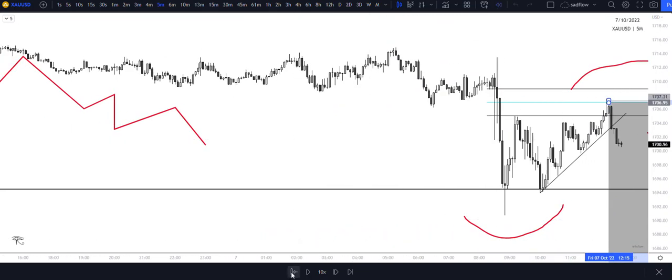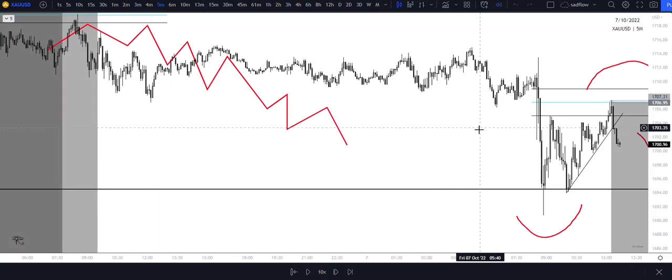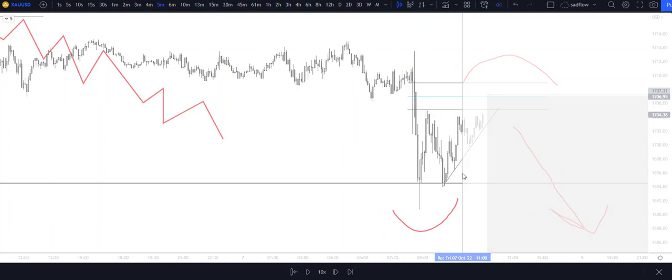Actually, we'll bring it back a little bit more, and we'll talk about what I was looking for as we came into these areas. If TradingView is not going to be slow, just a little bit more candles now. Okay, I don't know why it's showing me that now.